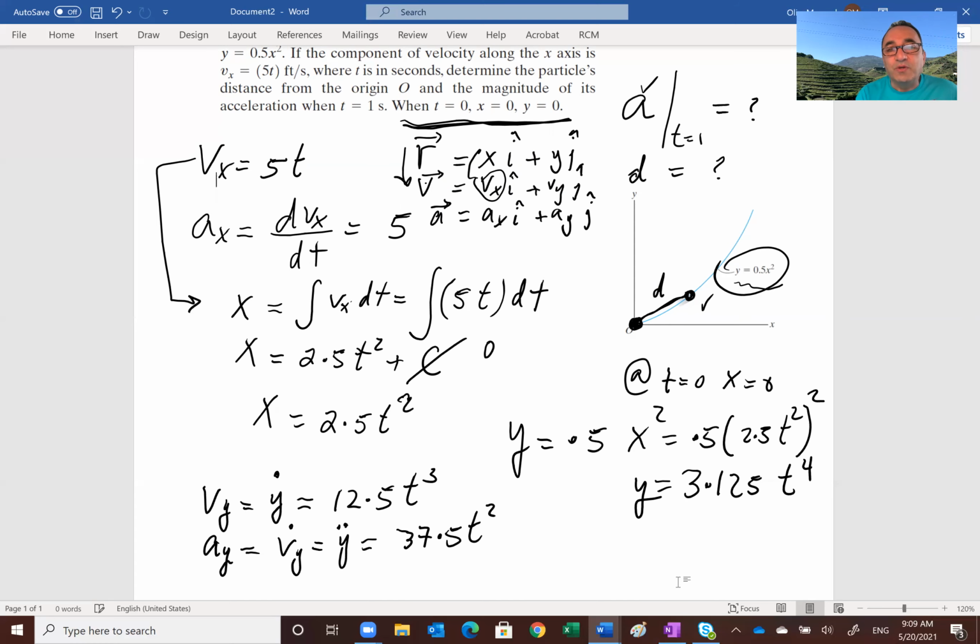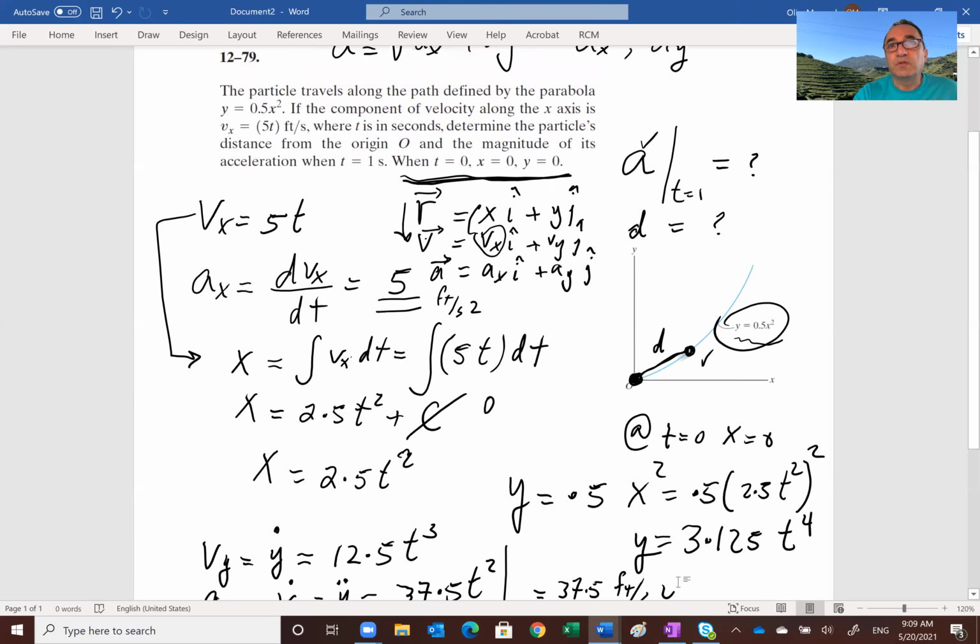Now I know exactly what the y component of acceleration is, right? And I want it at t equal 1. So at t equal 1, this becomes 37.5 feet per second squared. These are feet, sorry guys. So you already have the y component and the x component of acceleration, which wasn't a function of time, by the way. That was 5 feet per second squared. So now you know exactly what the magnitude is.